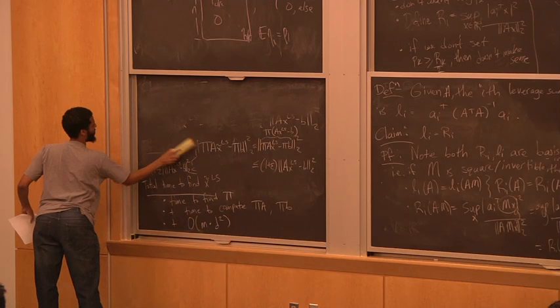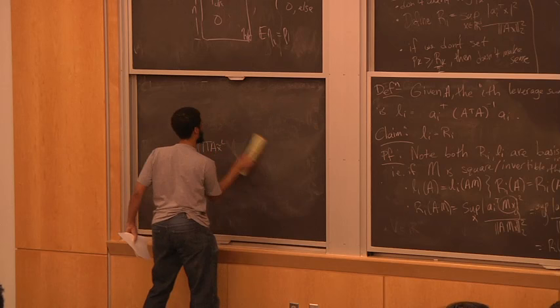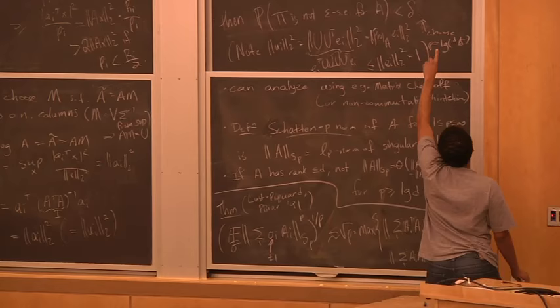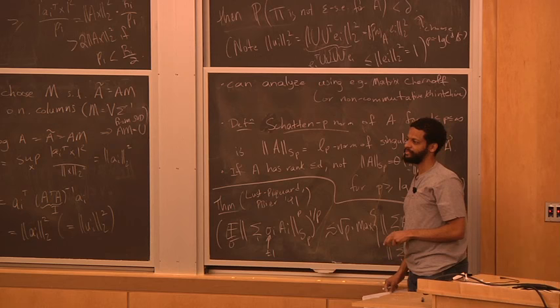Okay, so that's all I want to say about the sampling approach. So in total, the number of samples you'll need will be d times log d over delta, over epsilon squared. At most that.